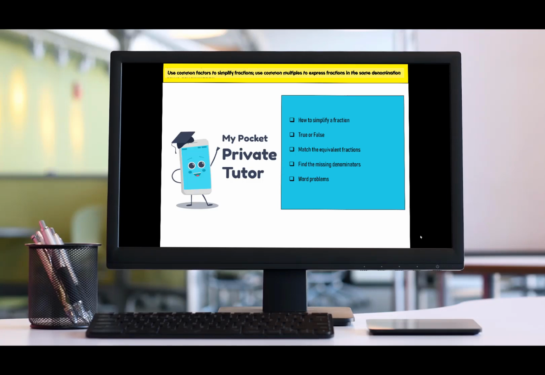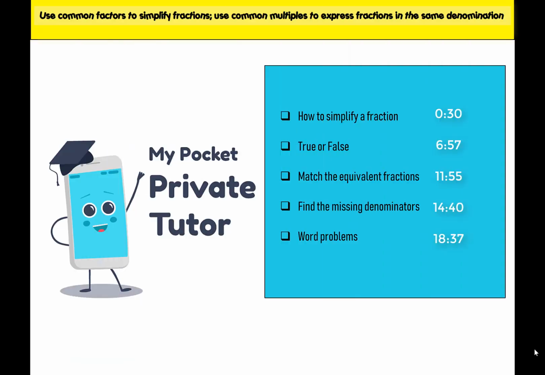In this video, we're going to be learning how to use common factors to simplify fractions and how to use common multiples to express fractions in the same denomination. You have a variety of activities on your worksheet. First of all, we'll be learning the basic skills, and then we're going to be applying them to a variety of different activities and then word problems.